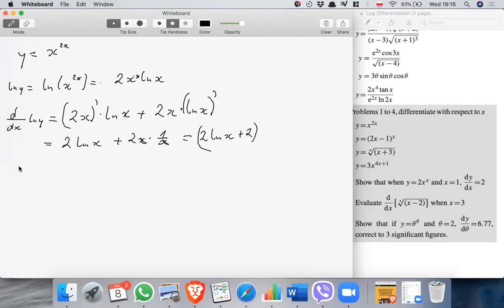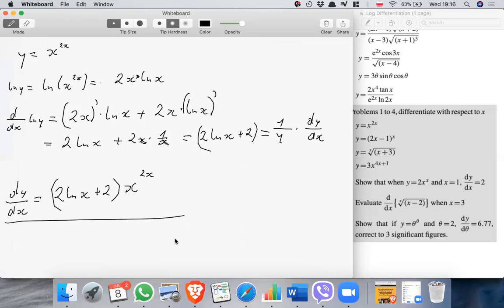Now, it still doesn't tell me what the derivative of the original function is, but I know that this is equal to 1 over the original function multiplied by the derivative of the original function. So from here, dy/dx is going to be equal to 2 ln of x plus 2, all that multiplied by x to the power of 2x. And that's the job done.